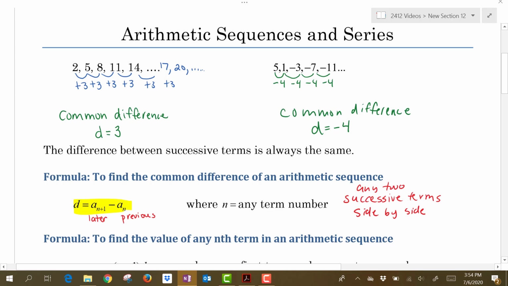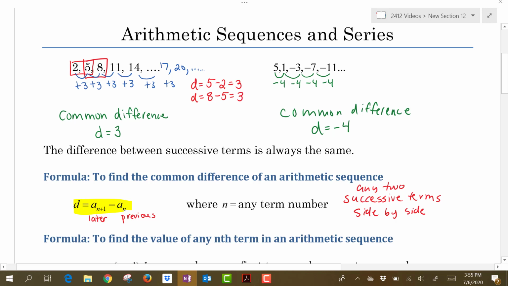Alright, so let's try it out. If we have the first sequence, we can find the common difference by taking the terms 2 and 5, the first two terms of the sequence. Take the later term, subtract off the previous term, and we get 3. Okay, I can do it with the next two terms. Let's do 5 and 8. Take the later term, which is 8, subtract off the previous term, which is 5, and we again get 3.